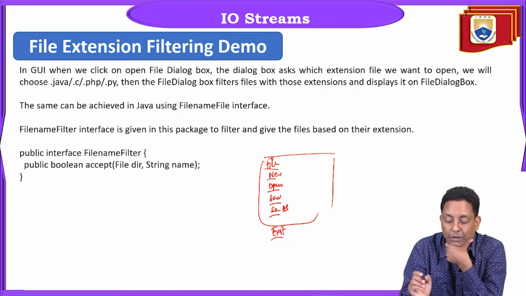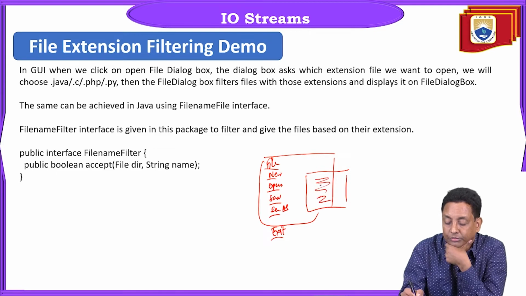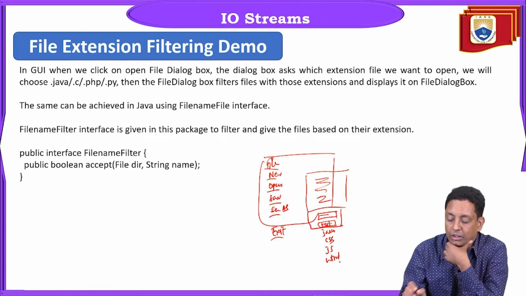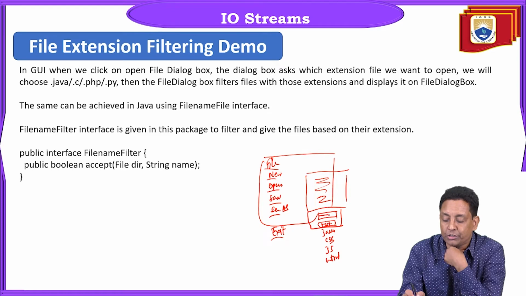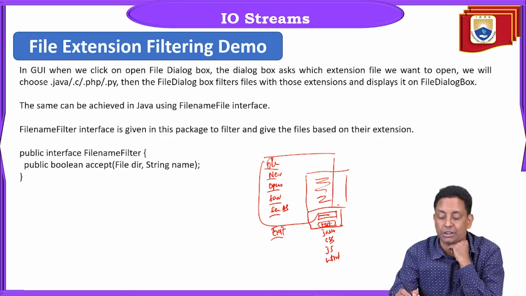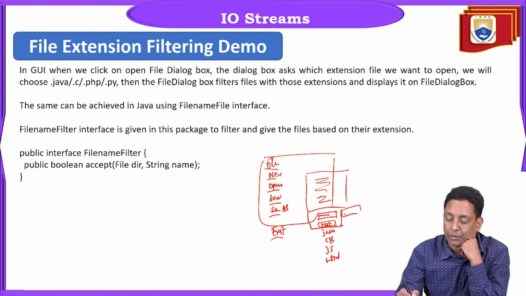Suppose you click on Open, one file dialog box will be opened. Here all the files are shown. Below, one text field will come, where you enter the file type. Here are all file types: text, Java, CSS, JS, HTML. Here we will get an option to enter the file name. We can choose the file extension, or you can put the file extension here and click on search or open. Then it will show you the list of all files with that extension.